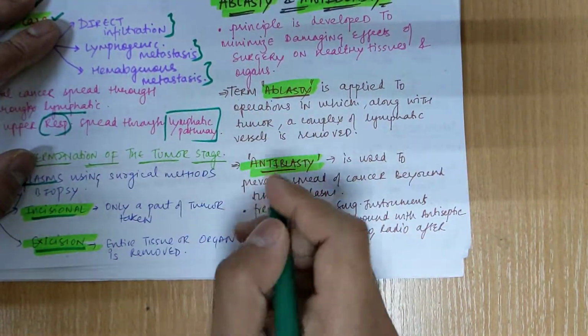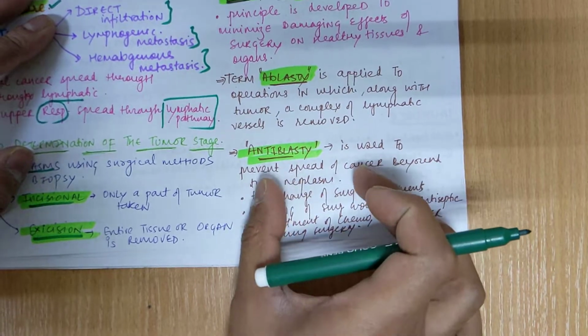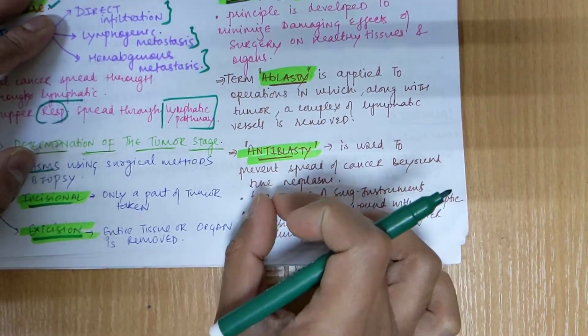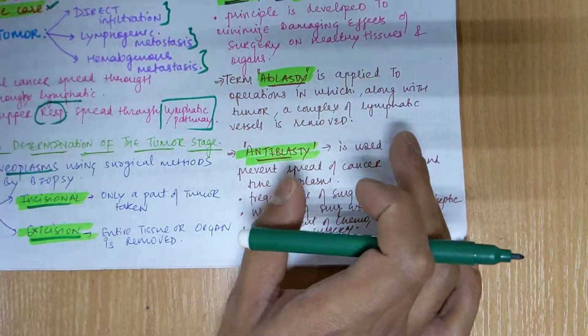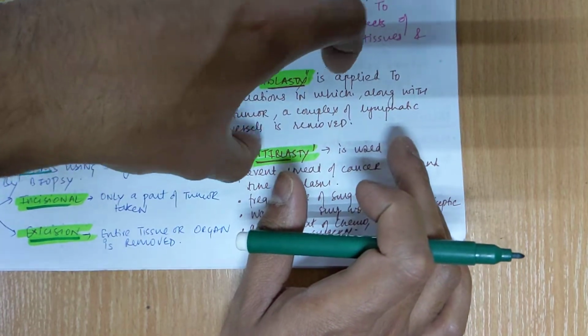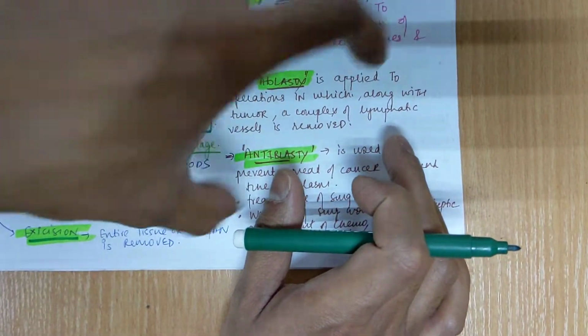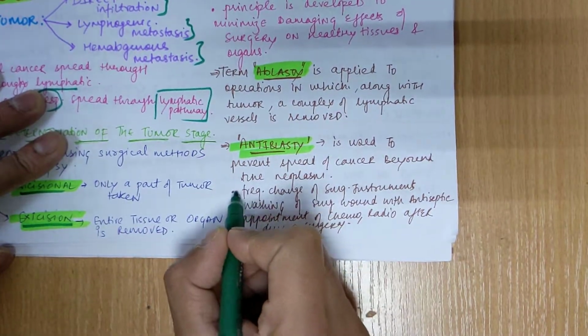And the opposite of that is called antiblastics. It is used to prevent the spread of cancer beyond the neoplasm. So the meaning is that antiblastics will prevent the spread of cancer beyond the neoplasm. It will keep the cancer confined to that area only. Now, how can you prevent this?